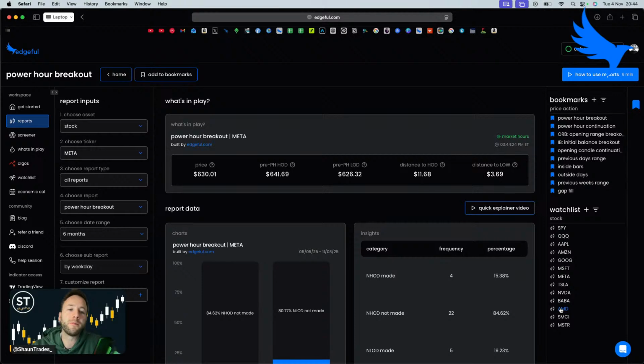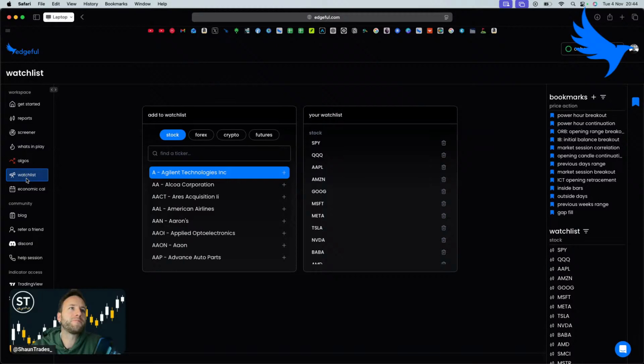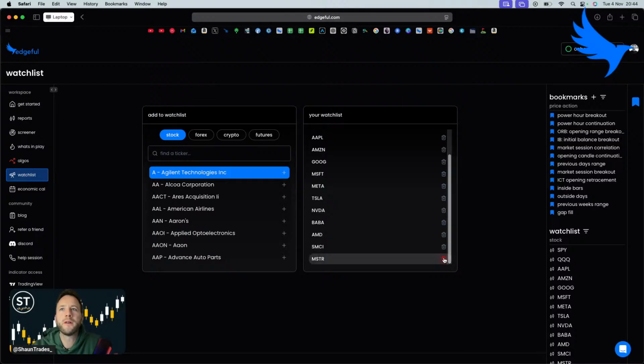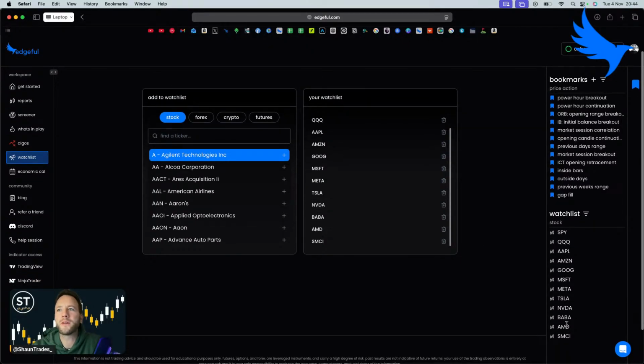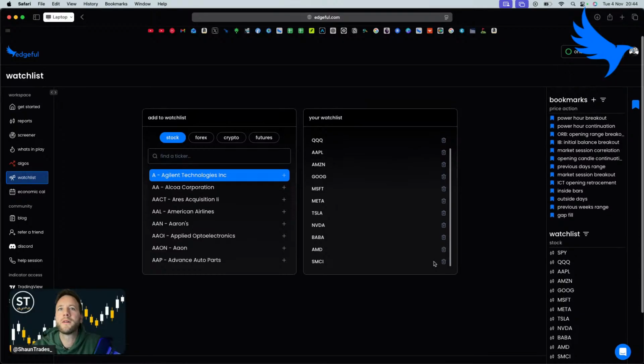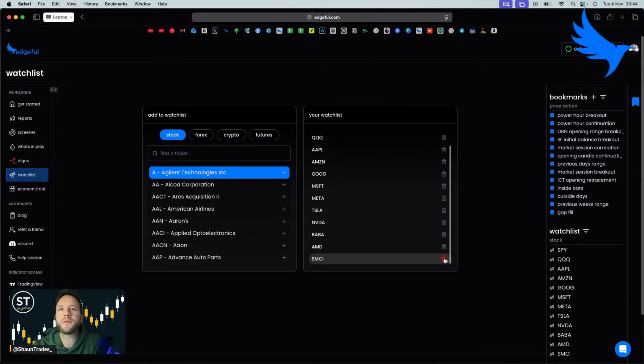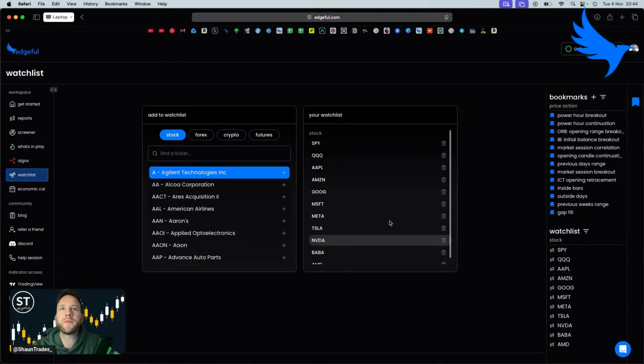But in terms of building the watch list, you go into the left side panel here, select watch list, and then straight away you see your watch list on the right side. You can easily just bin them off. I don't know why MicroStrategy is there. I never trade it, so get rid of that. Therefore, it's gone. SMCI, for example, we can just bin that as well.